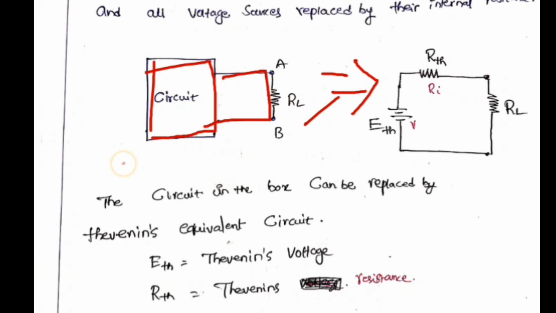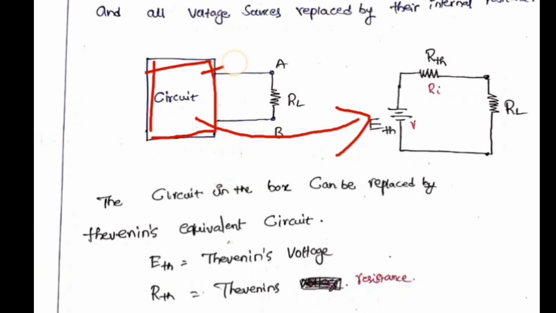What is Thevenin's theorem? Whatever be the circuit inside the box, a load is connected to the circuit. The circuit may have voltage sources, many resistances, current sources, whatever it may be. The total circuit will be converted into one Thevenin's voltage, and the total resistance is converted into one R Thevenin, and RL is connected.